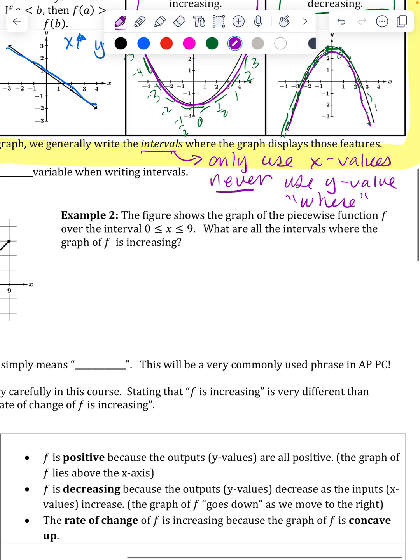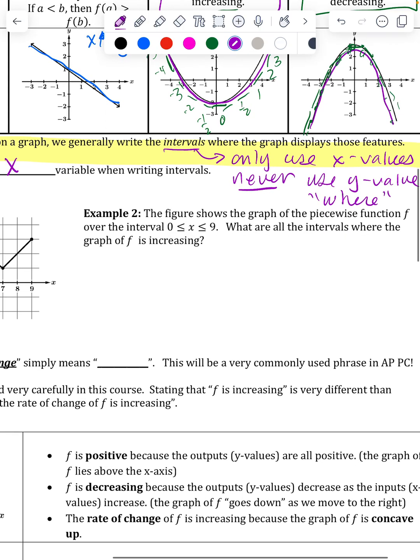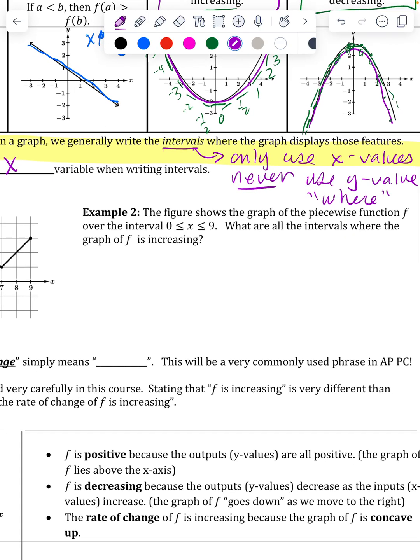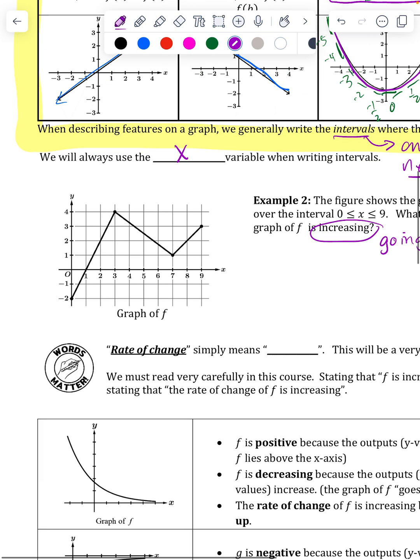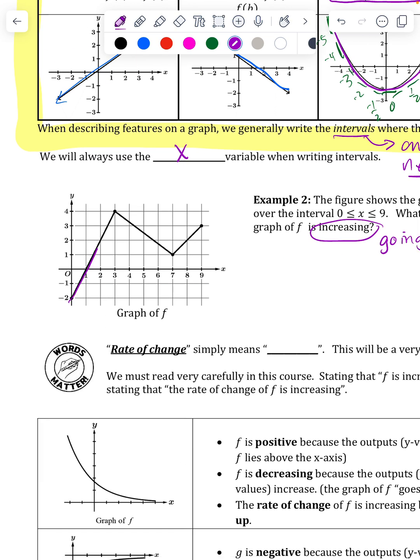The figure shows the graph of a piecewise function over the interval from 0 to 9. What are all the intervals where the graph is increasing? So ask yourself, what does that mean? That simply means that it is going up. You are perfectly capable of saying, oh, it's going up here and it's going up here. So those two parts are going to be what I want to describe. So here it's increasing, decreasing, and increasing. I'm supposed to write them as intervals.